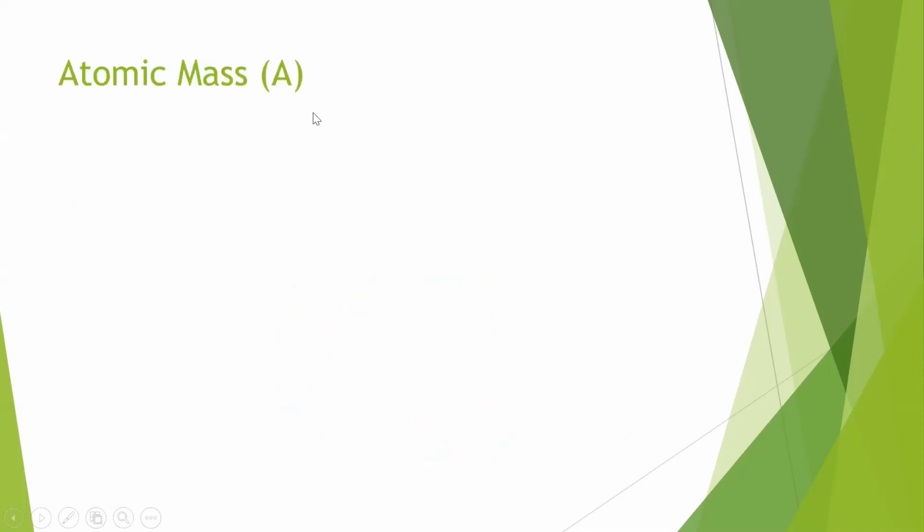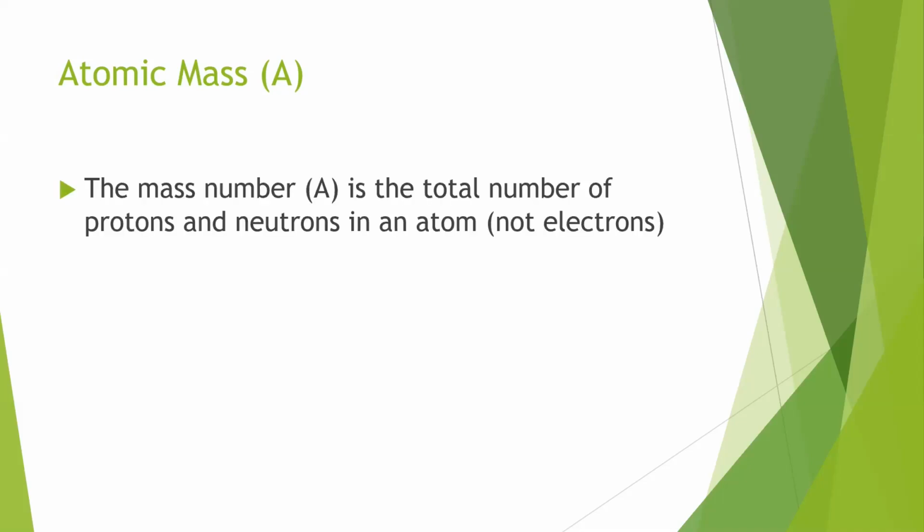So now we're going to cover the next thing, which is atomic mass. Like I said earlier, a proton has a mass of 1, a neutron has a mass of 1, and an electron has a mass of 0. A proton and neutron are about 1,800 times greater in mass than an electron. So the mass number, which we'll define as A, is the total number of protons and neutrons in an atom. We're not considering electrons.